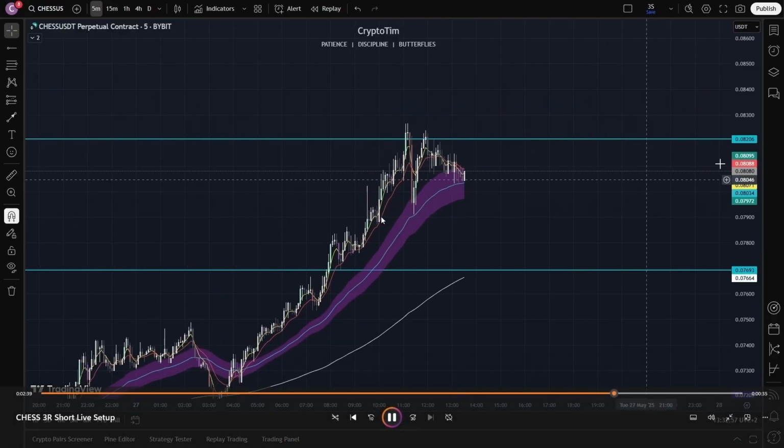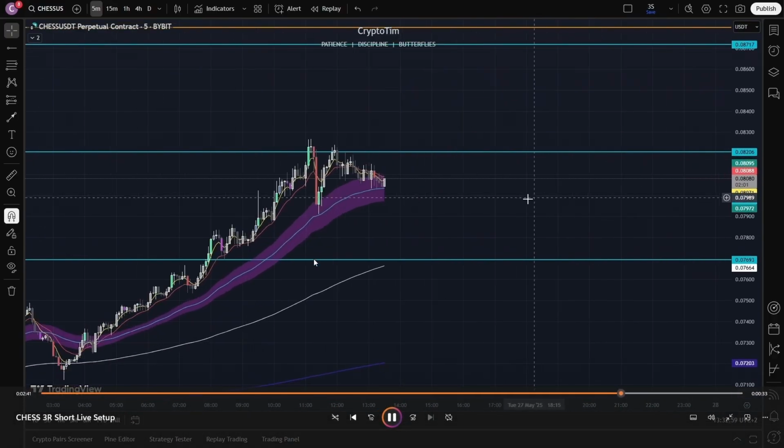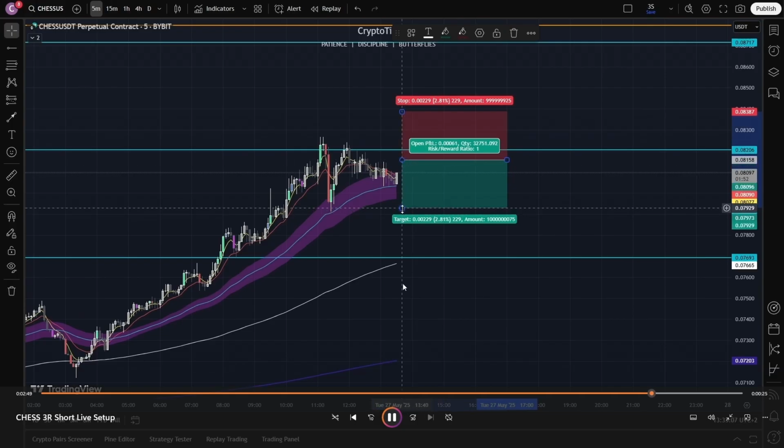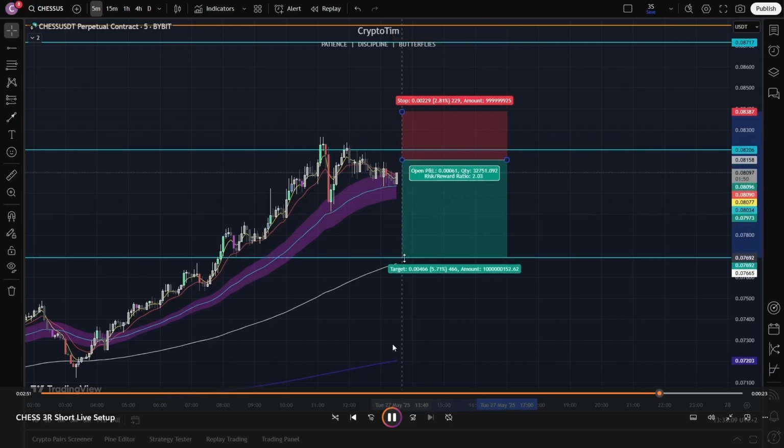I'm expecting price to go to this level, so now I need to find an entry. Like I said, these were too high or too far away currently for me to worry about, so I did determine my TP area.